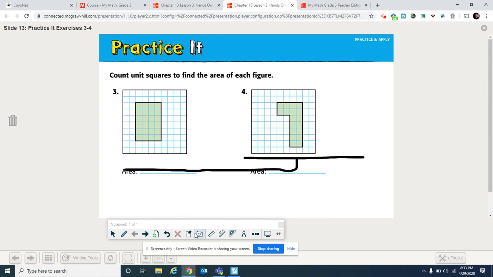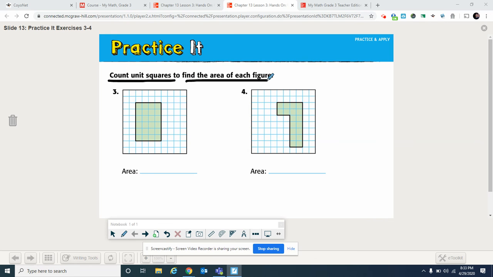On this one, we will be looking for the area of this. We need to count unit squares to find the area of each figure. What is your answer, guys? Again, we just need to count unit squares to find the area of each figure. Figure this and this. Do you have your answer with you? All right, so let's move on and check that one.